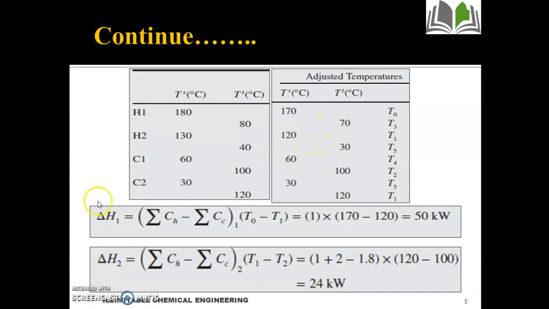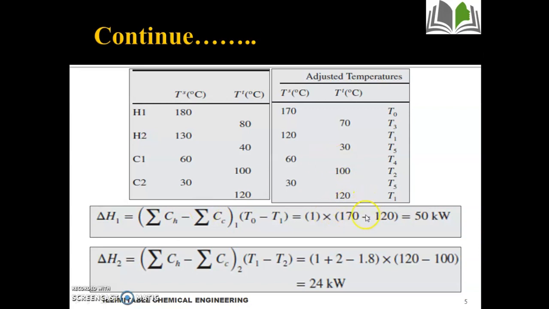Now how will we calculate the enthalpy? The next step is the calculation of the enthalpy. We calculate delta H1 by the formula C into delta T. For the first interval, T0 to T1, T0 is 170 and T1 is 120 from the adjusted temperature. And what will be the CH and CC?